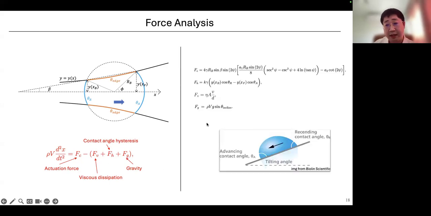All these forces can be calculated based on the analysis of the droplet without any fitting parameters. So that's the model. And then here's a schematic of the advancing and receding contact angle when the droplet moves. So advancing side, receding side. Here's just a tilt angle. But in our experiment, we didn't have any tilting angle. We just consider a flat surface.